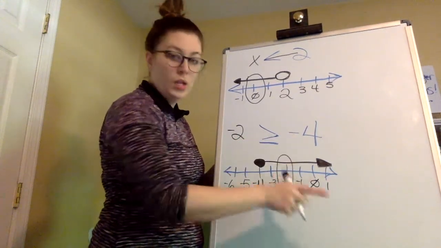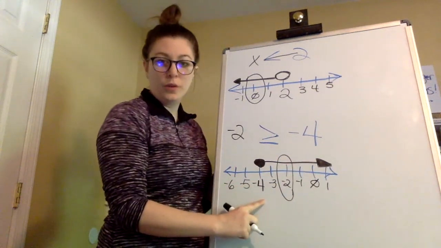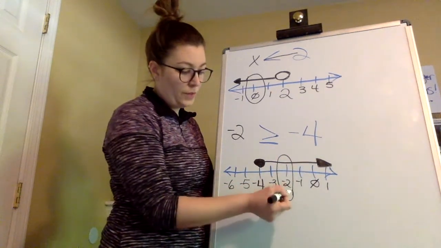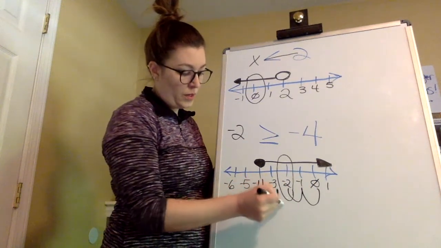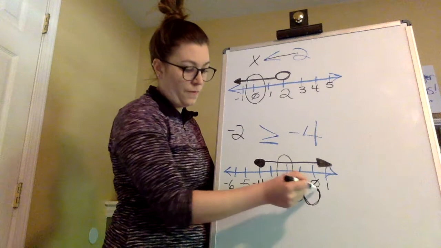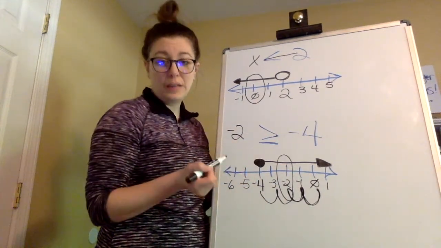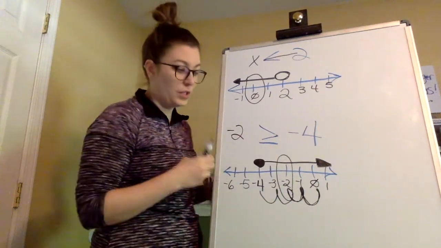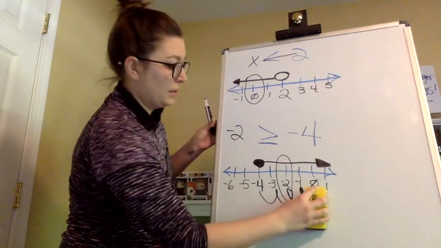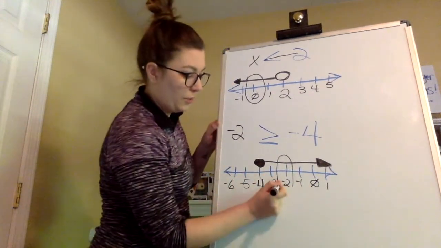Is -2 larger or going closer to 0 than -4? Yeah, -2 is only 2 spaces away, whereas -4 is 1, 2, 3, 4 spaces away. So that is a correct statement. That is a true statement, which means that everything we've done here on our graph is true, is correct. So this made it a little messy there, but it's just an example to show you.